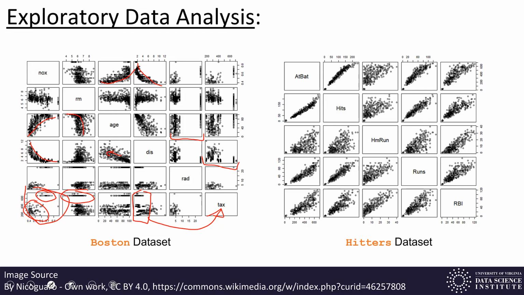On the right-hand side, in the Hitters data set, most pairs of variables have some positive correlation, and there seems to be a linear relationship between most pairs, maybe a little bit here that's nonlinear, right there. But in most cases, there's a fairly linear relationship, and there's not a lot else going on in that data that jumps out just looking at the scatter plots.